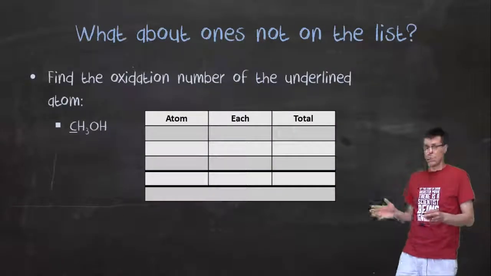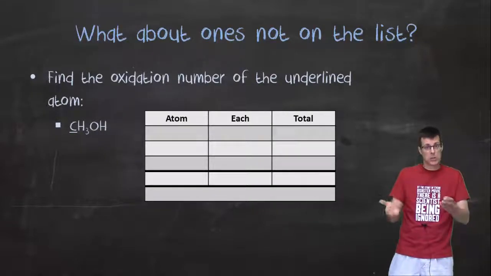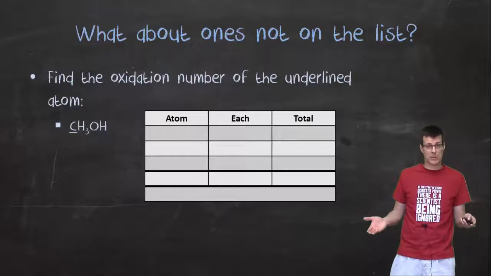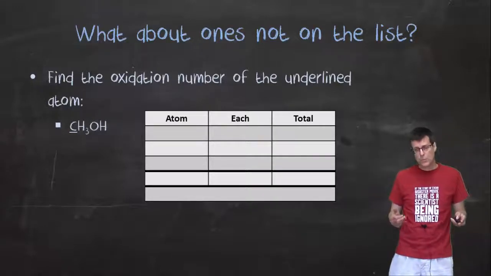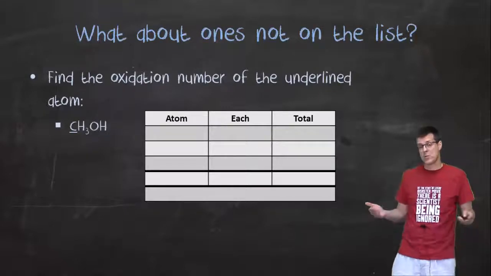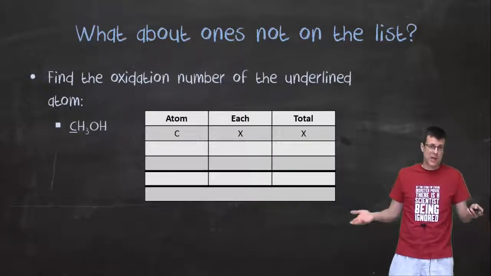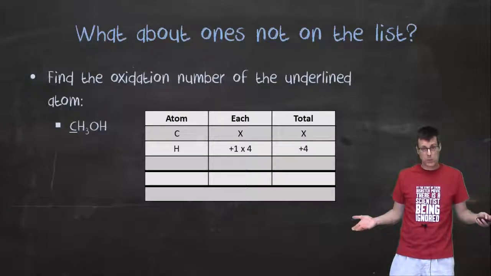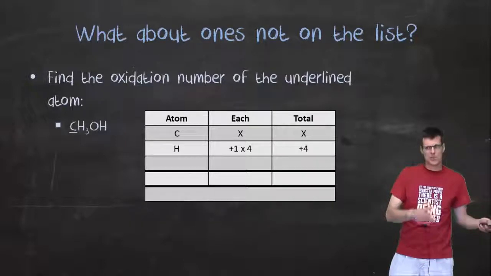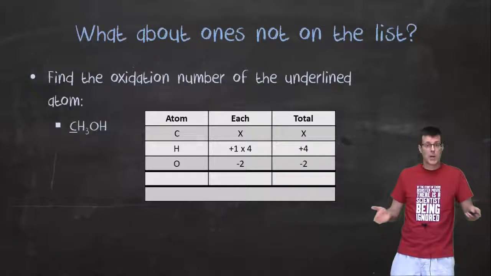Okay, so what about everything else? Well, you would take the things that you know and figure out the thing that you don't know. So I'm going to find the oxidation number for the carbon atom here. Well, I don't know what it is, so I'll assign it X. That just works. I know what hydrogens are, and I know what they always are, except in those rare exceptions that this is not one of them. And I know what oxygen is, and I know how many there are.